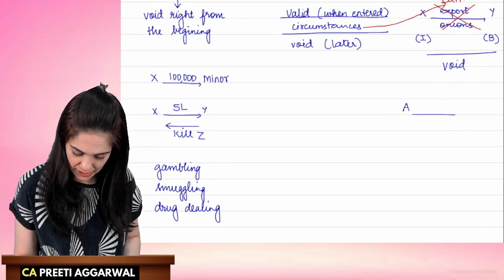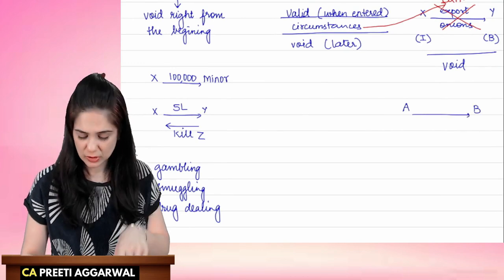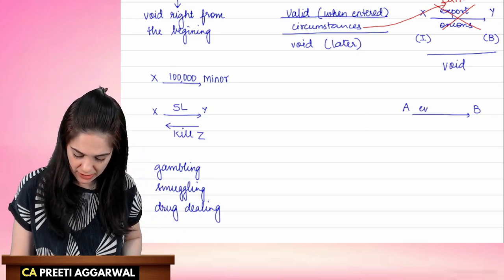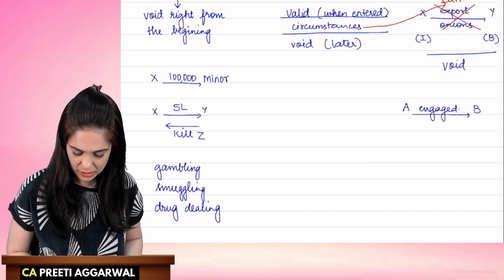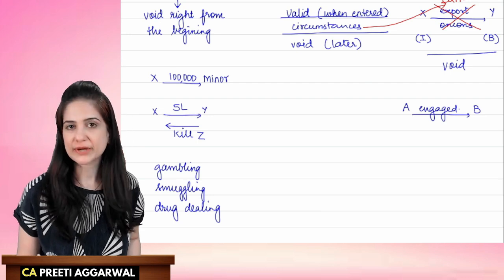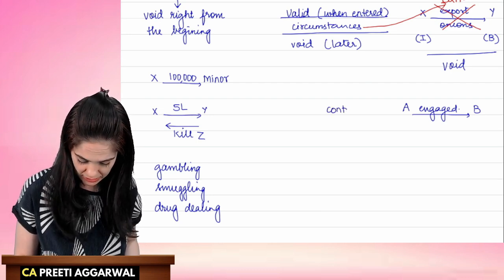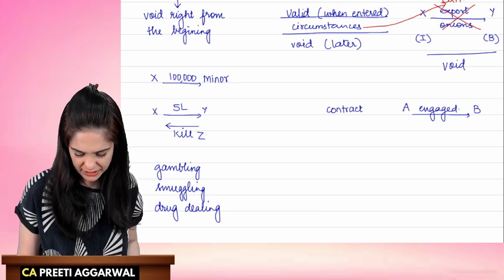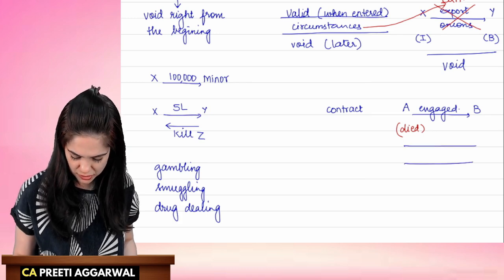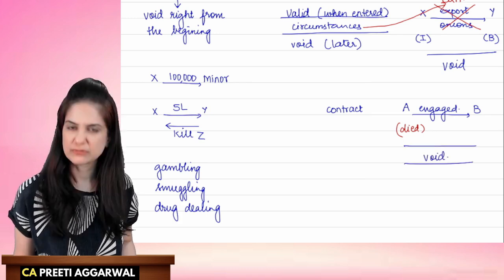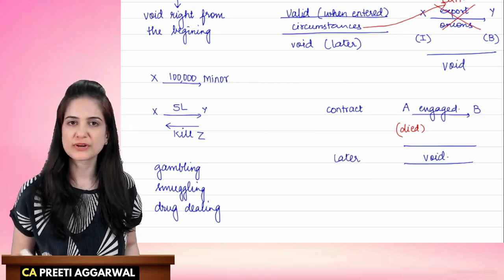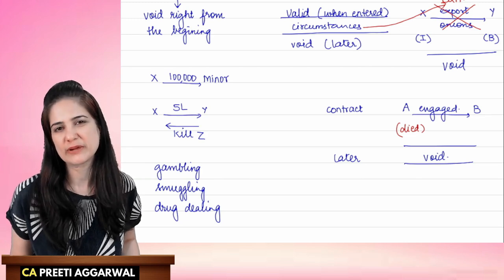A promised to marry B and they got engaged also. Just a boyfriend promising to marry a girlfriend is not a valid contract. But A and B got engaged, and this is a valid contract. But unfortunately, before marriage, A died. Now the contract cannot be enforced. Marriage cannot happen, so it becomes void later. Earlier it was a valid contract, but because of certain circumstances, now it cannot be enforced.